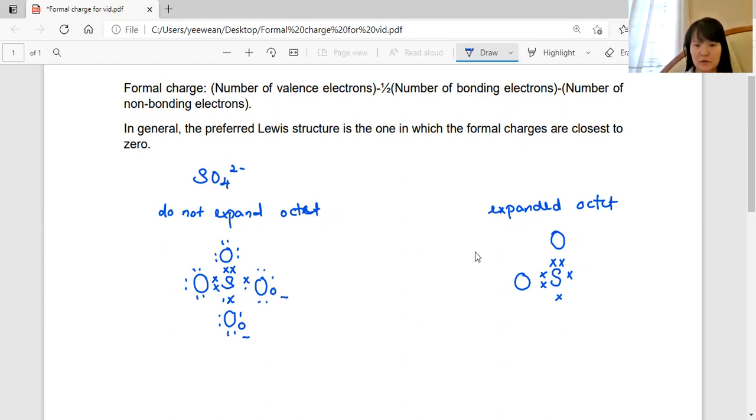Okay, let's do the one that expands the octet. So we're going to form a double bond here. 1, 2, 3, 4, 5, 6 on each of the other two oxygens, with 1 extra electron on each.